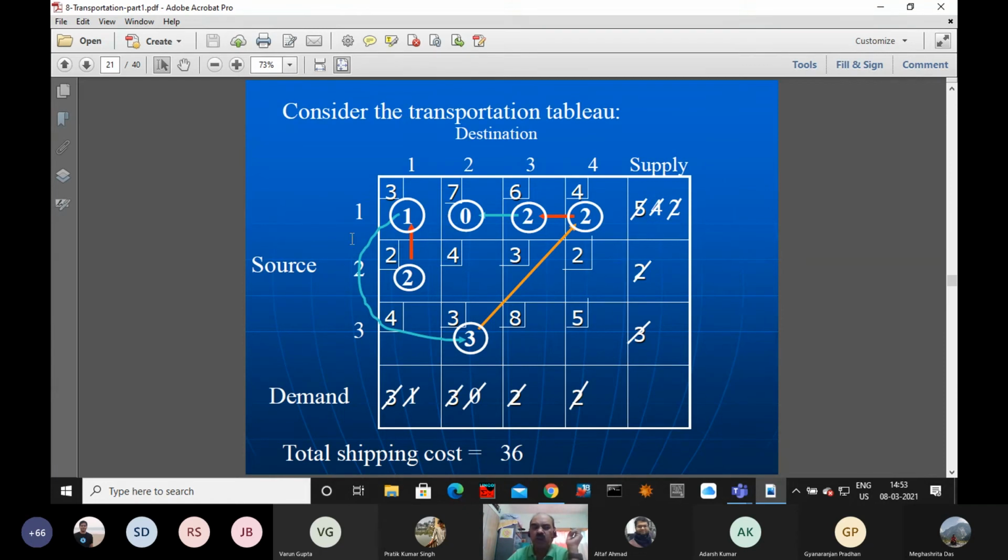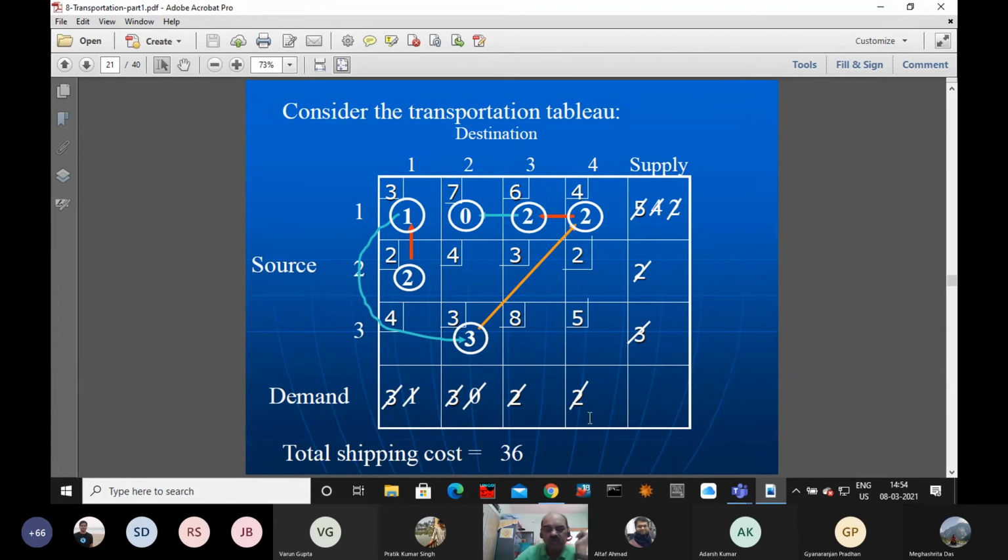If you see row wise, I am adding 1, 0, 2, 2. That is 5 units. In the second row, 2 units. In the third row, 3 units. In the first column, 3 units. In the second column, 3 units. In the third column, we have 2 units. In the fourth column, we have 2 units.